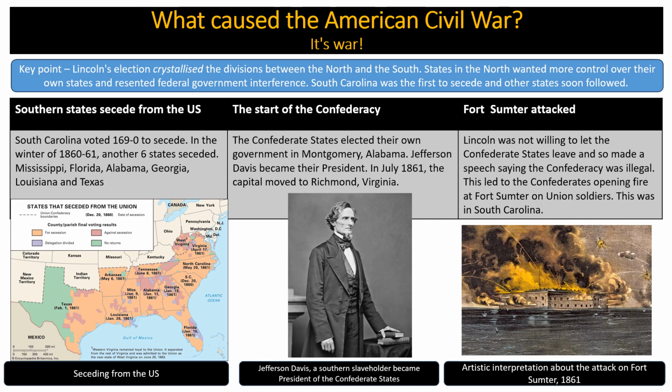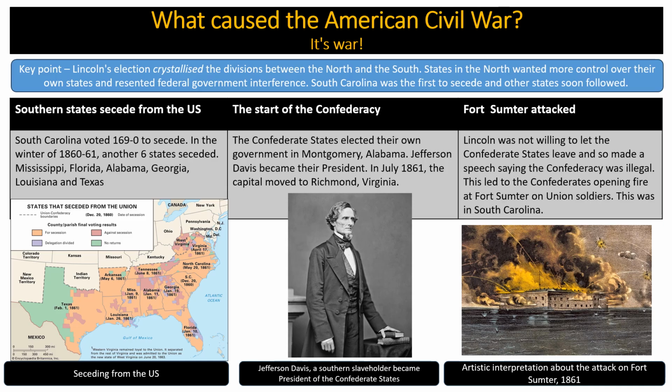South Carolina was the first to secede, which means to leave, and other states soon followed. So, as a direct response to Lincoln winning the presidential election, South Carolina voted 169-0 to secede. In the winter of 1860 to 1861, another 6 states seceded. They were Mississippi, Florida, Alabama, Georgia, Louisiana, and Texas.